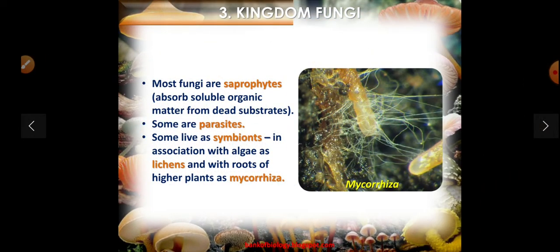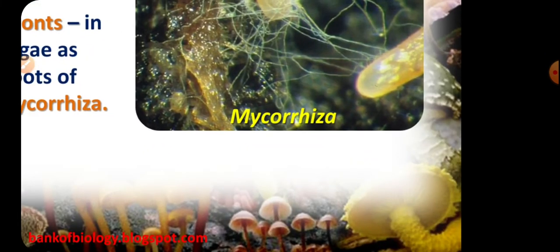Most fungi are saprophytic, absorbing soluble organic matter from dead substances. Some are parasites, some live as symbionts. Symbiotic means mutually benefited in association, with algae as lichens and with roots of higher plants as mycorrhizae. You can see here the diagram of mycorrhizae.